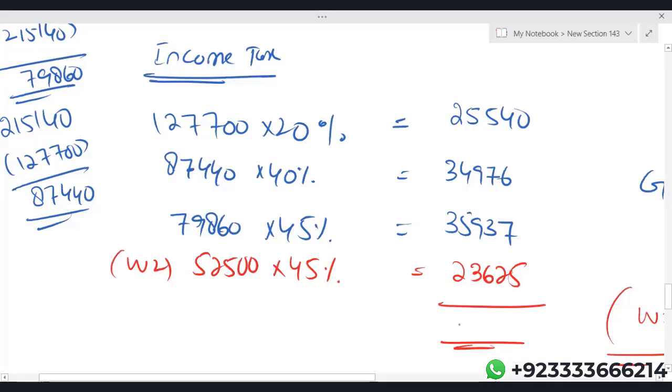Students, I'm getting 1,20,078. Let me recheck the total. 25,540 plus 34,976 plus 35,937 plus 23,625. So that's correct. We are getting this. I hope this calculation is clear to everyone. Yes or no, please reply. Number one, it should be clear to everyone.